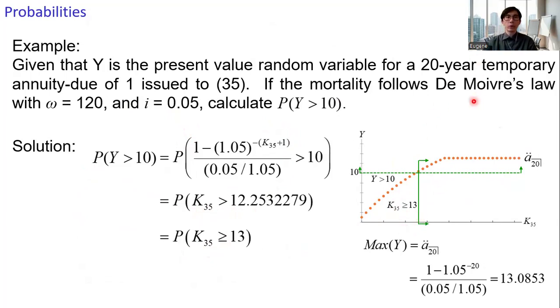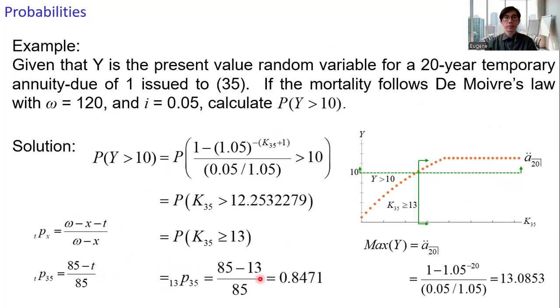Mortality follows the Moivre law, omega 120. So we want to get the value for 13p35. We get tp35 equals (85 minus t) over 85, and t equals 13. And here we get the answer for the problem, 0.8471.